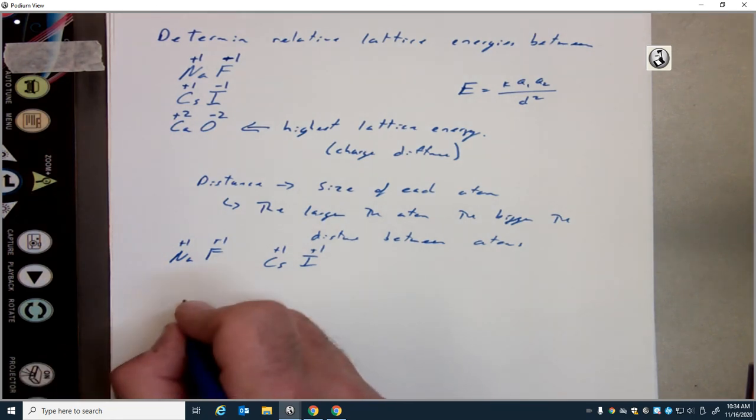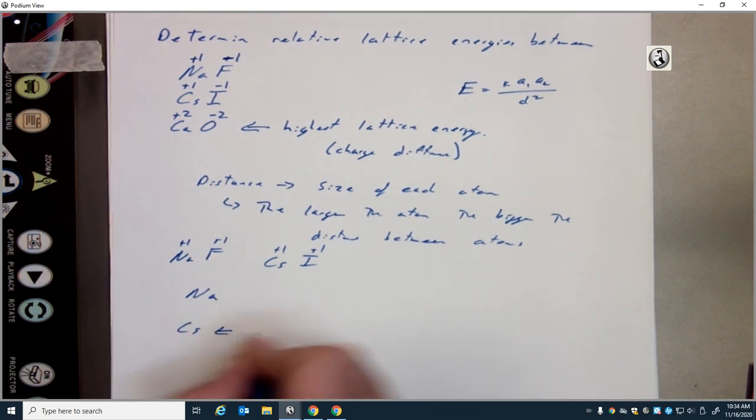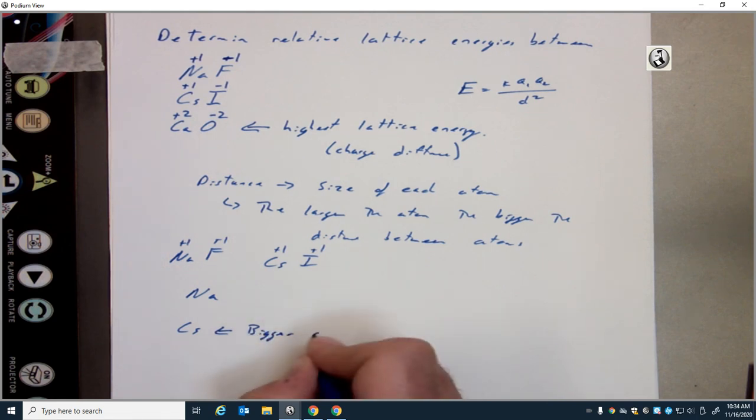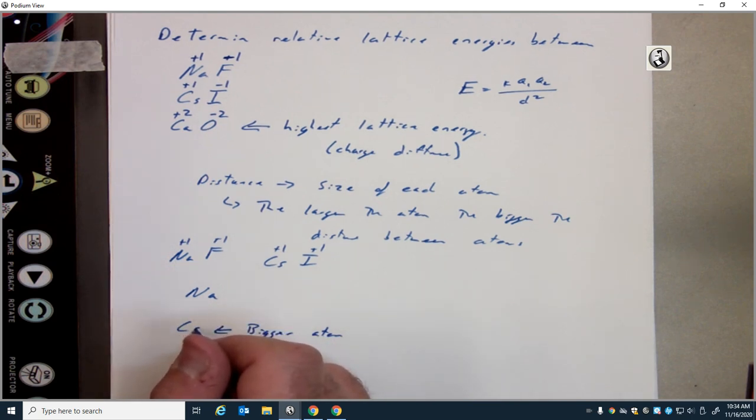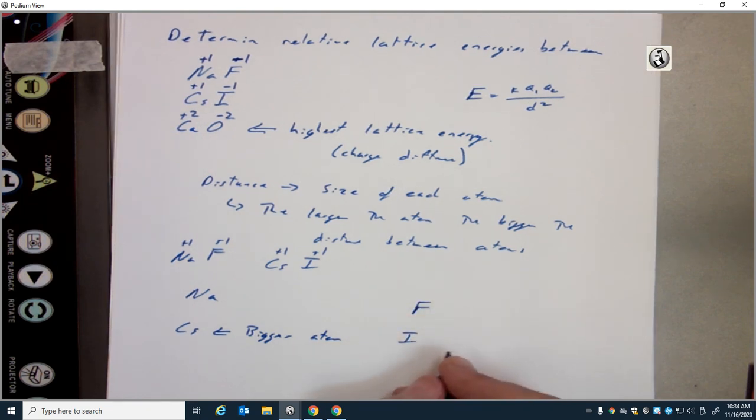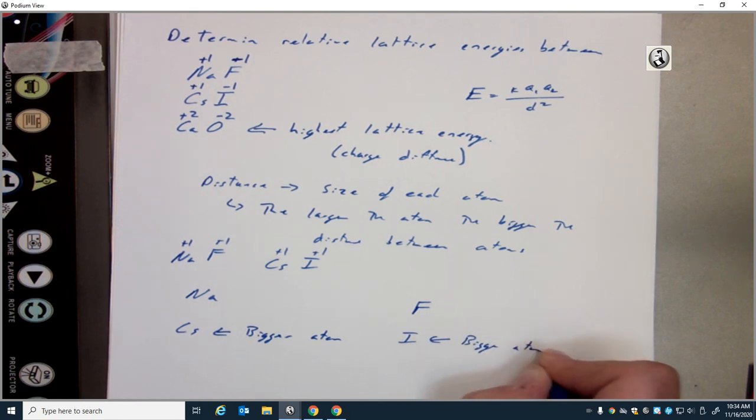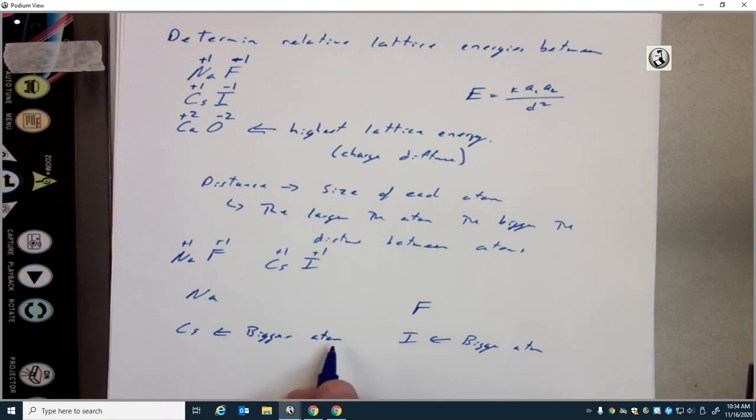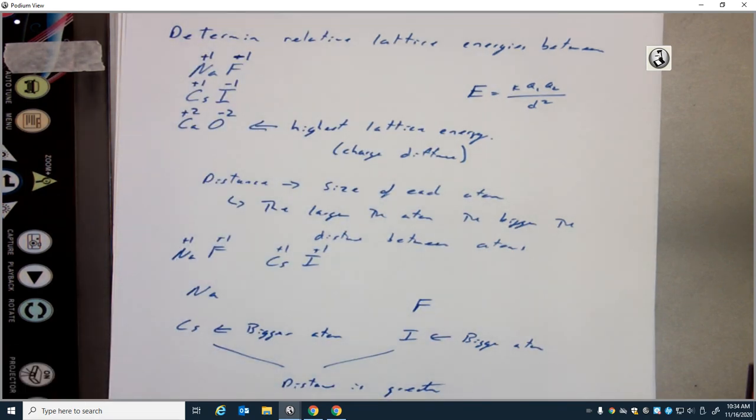If we look at Na and compare it to Cs, this one is much bigger. It's a bigger atom. The electrons are further out. It's got more PELs by quite a bit. If we look at fluorine and iodine, again, this is a much bigger atom. So the distance between these two is bigger. They're further apart.